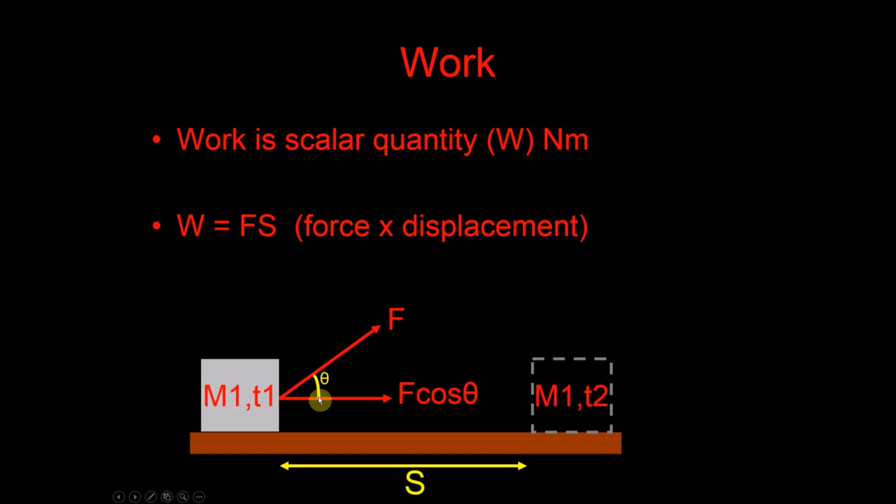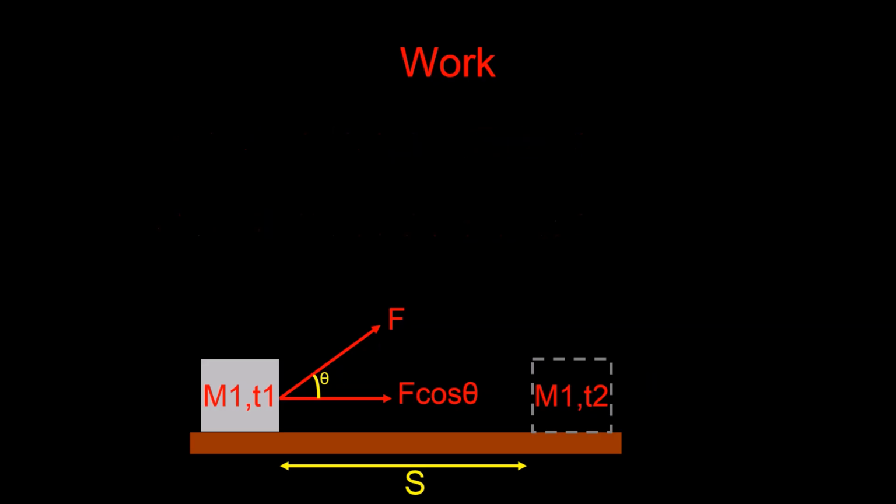Now we've decomposed forces many times before, and here we have a force at some angle theta. The only component of the force that can be put with S here is the F cos theta component. We could not here simply say work is equal to F times S. We would have to, in this case, say work is equal to F cos theta times S. So the directions are important when defining our work. Work, however, does return a scalar quantity in Newton meters.